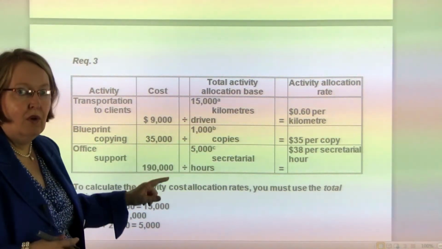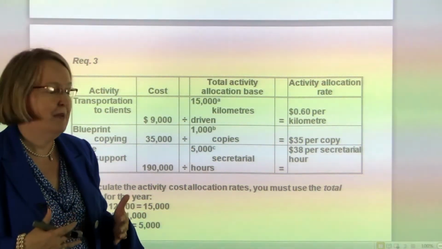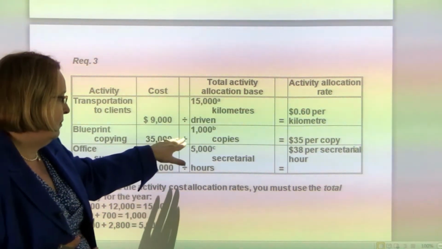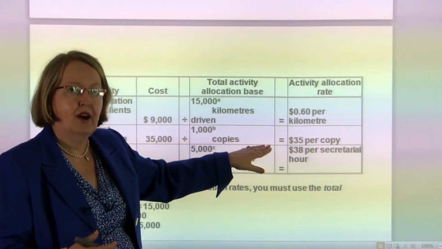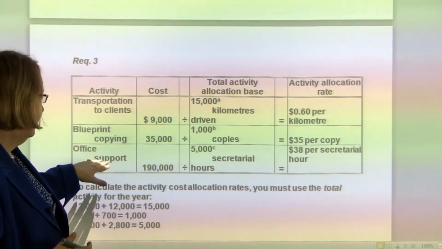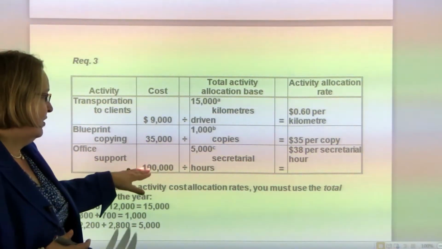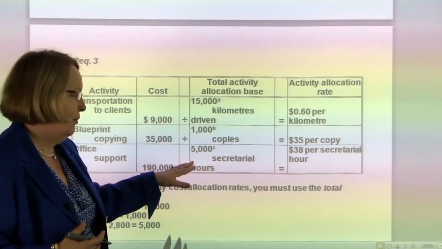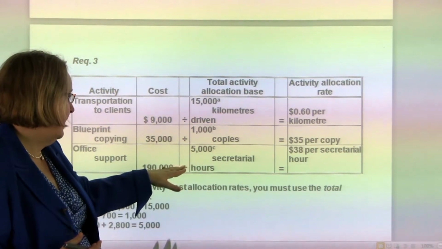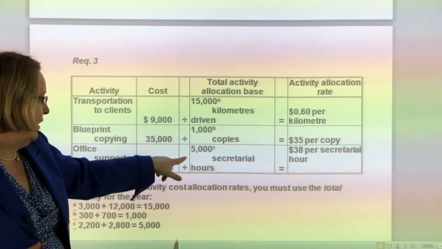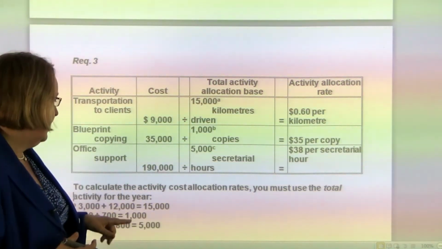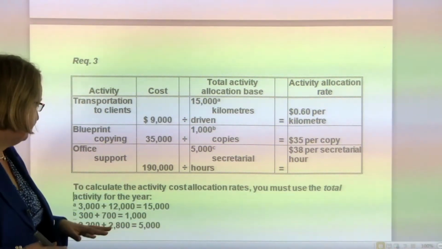Blueprint copying, well, what would drive copying? The number of copies. So we have 1,000 copies. So 35,000 divided by 1,000, $35 per copy. Office support, it's $190,000, so the driver of office support is the number of secretarial hours, which is 5,000. 190,000 divided by your 5,000, $38 per secretarial hour. So now we know the rates.